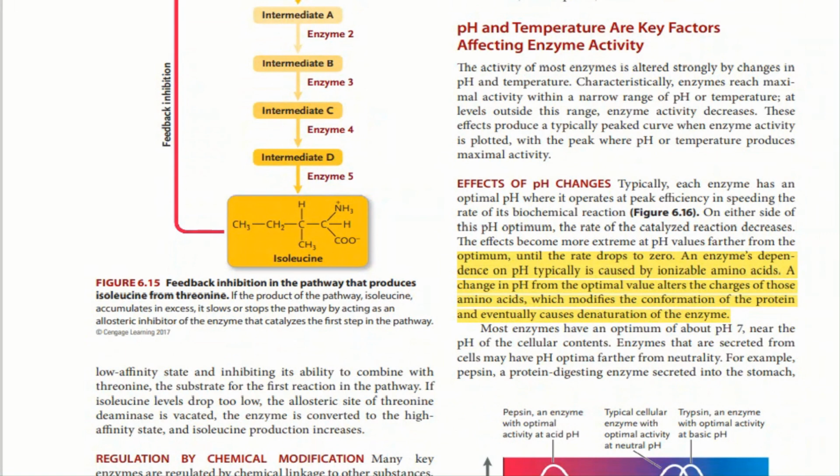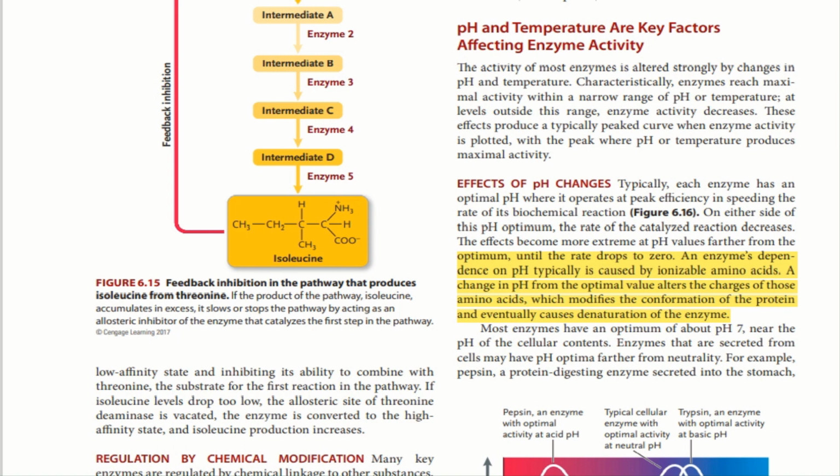pH and temperature are key factors affecting enzyme activity. Effect of pH. Typically, each enzyme has an optimal pH where it operates at peak efficiency in speeding the rate of biochemical reaction. On either side of the pH optimum, the rate of the catalyzed reaction decreases. The effect becomes more extreme at pH values farther from the optimum until the rate drops to zero.